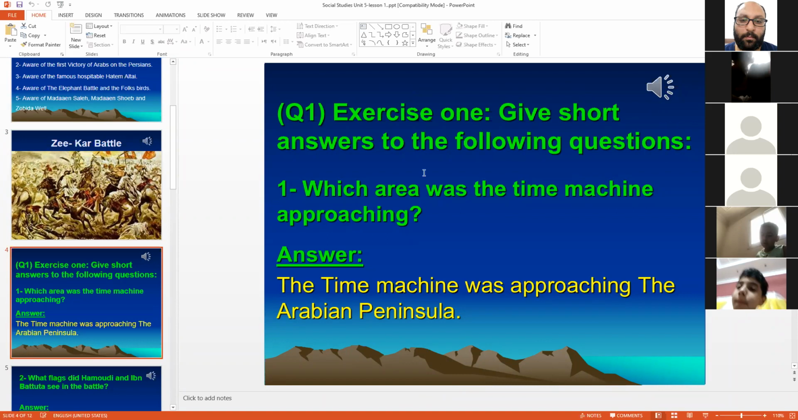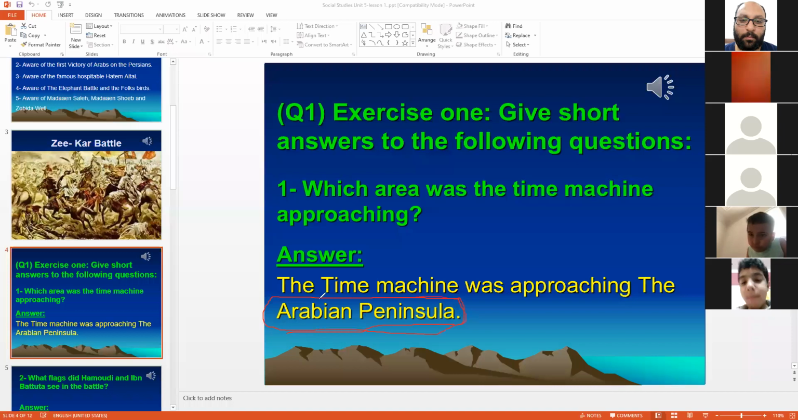Exercise 1. Give a short answer to the following question. Which area was the time machine approaching? In this lesson, the time machine was approaching the Arabian Peninsula. Arabian Peninsula. This is our place here. So Hamoudi in this lesson reached the Arabian Peninsula.